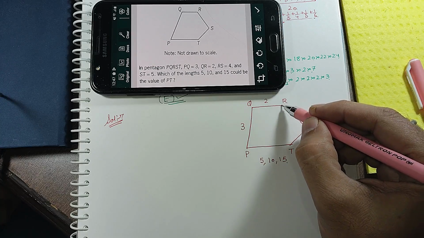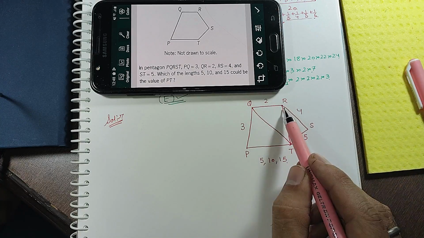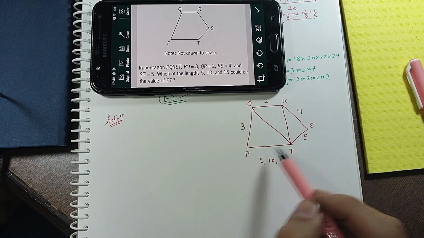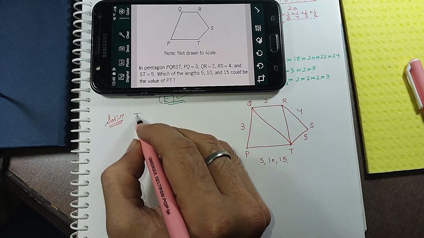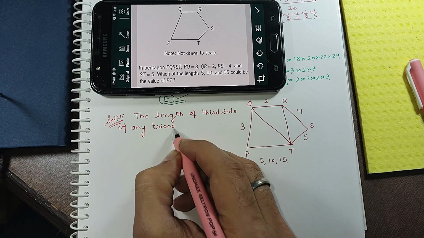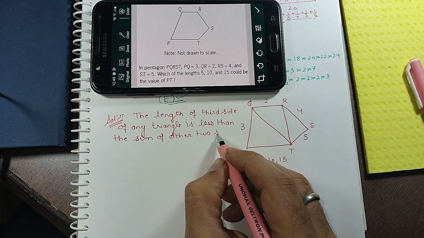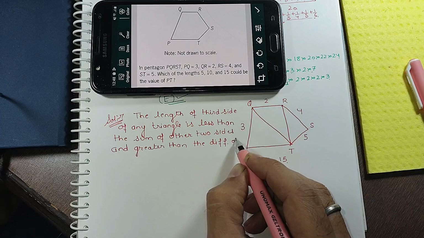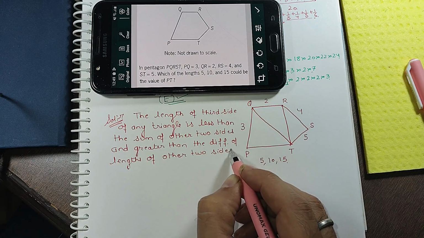First of all we will join R and T, then we will join Q and T. Now see, we have one triangle RST, then QRT and then QTP. To solve this question we must know the theorem that the length of the third side of any triangle is less than the sum of the other two sides and greater than the difference of the lengths of the other two sides. This is a theorem which you must remember.